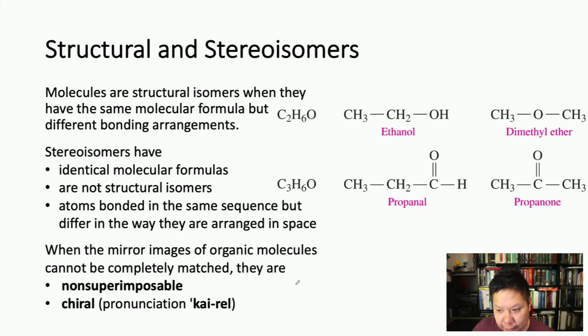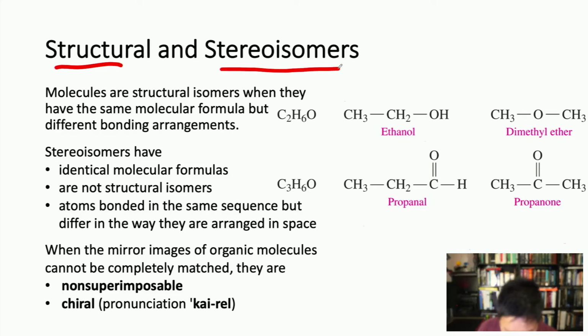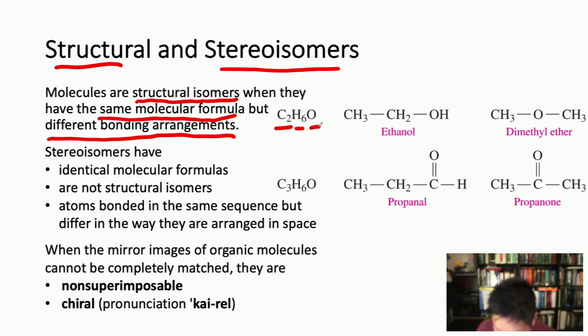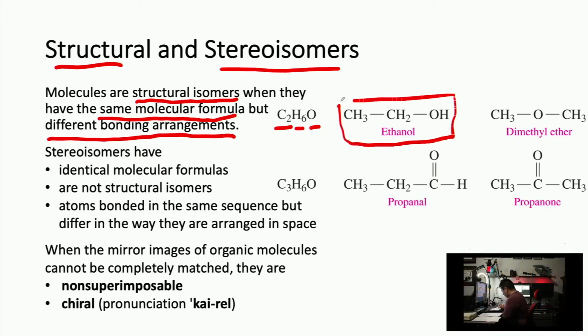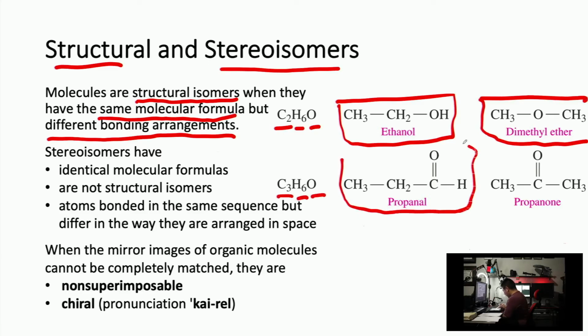So when we talk about monosaccharides, we have to discuss structural and stereoisomers. So what is a structural isomer? A structural isomer has the same molecular formula but has a different bonding arrangement. Okay? So here we have the example of C2H6O. That can be arranged into ethanol or dimethyl ether. Same can be said of C3H6O. That can be arranged structurally into propanal and propanone. Those are all considered structural isomers.